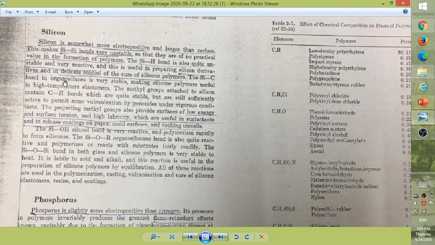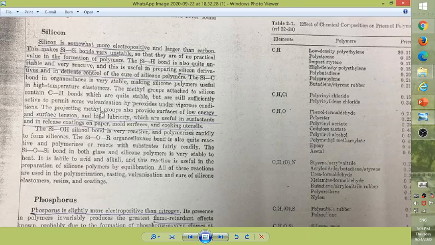The Si-C bond in organosilanes is very stable, making silicon polymers useful in high temperature elastomers. The methyl group attached to silicon contains C-H bond, CH3 methyl, which are quite stable but are still sufficiently active to permit some vulcanization by peroxides under vigorous conditions.